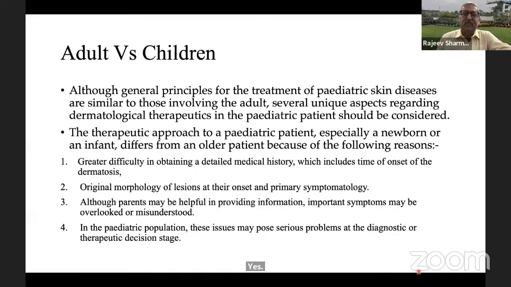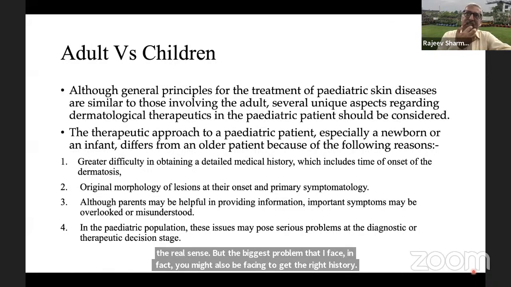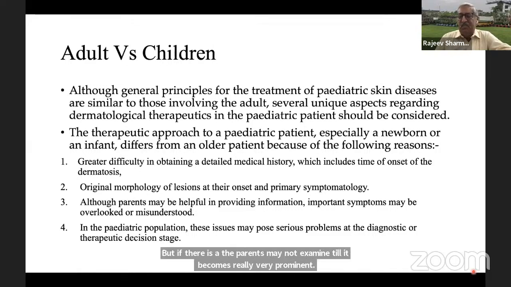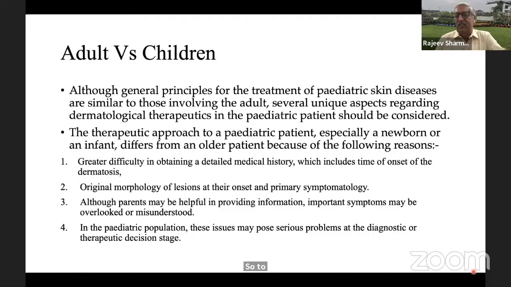So there are a lot of things that one has to go learn in the real sense. But the biggest problem that I face, in fact, you might also be facing, is to get the right history. Because if there is pain abdomen, the mother would know. But if there is a nevi somewhere hidden, the parents may not examine till it becomes really very prominent. So to know the real onset, when it has really started, becomes really difficult.